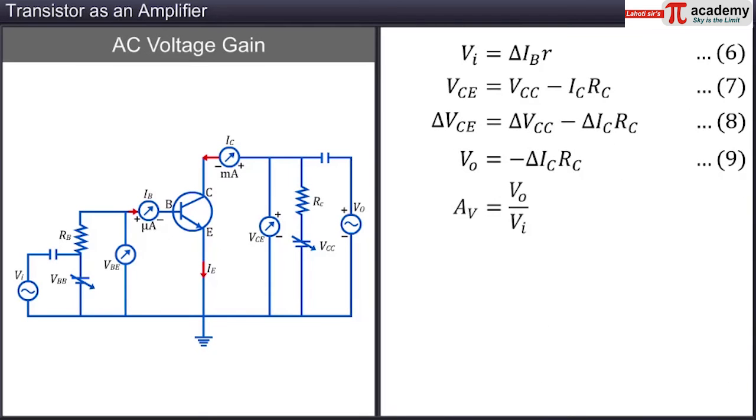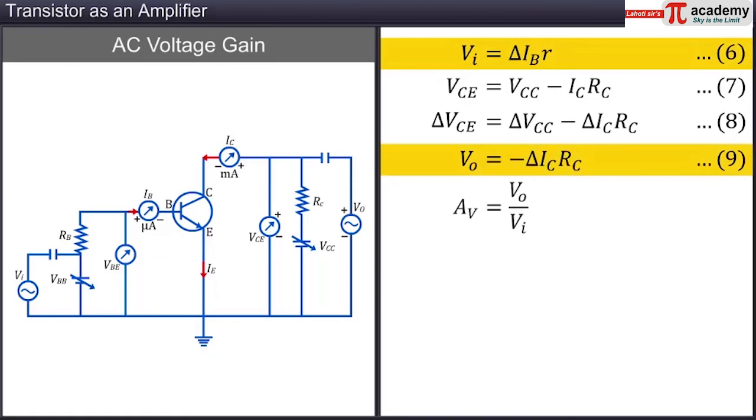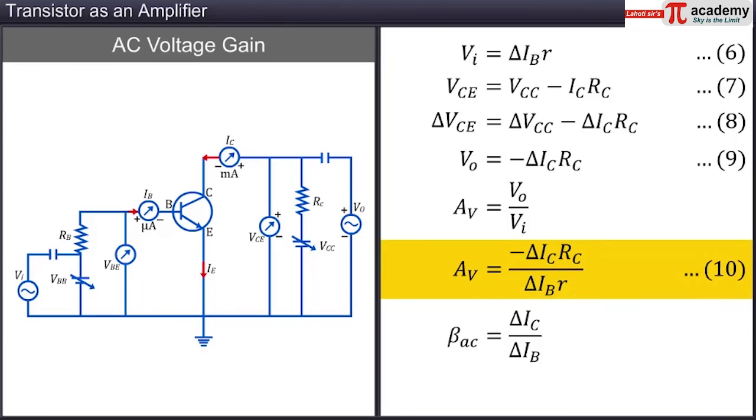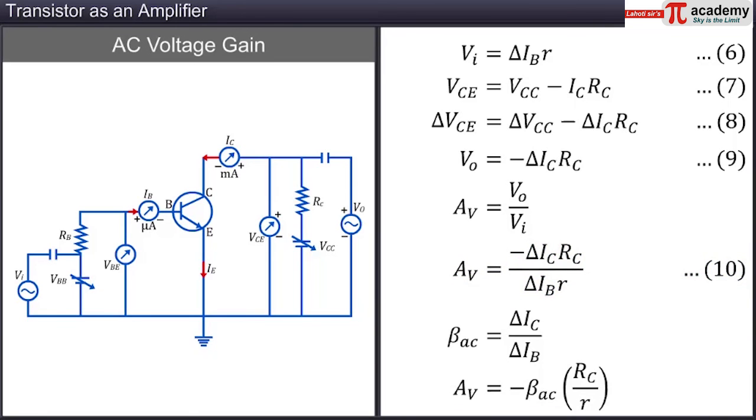The AC voltage gain AV is the ratio of output voltage VO to the input voltage VI. Substituting the values of VI and VO from equations 6 and 9 in the equation for AC voltage gain, we get AV is equal to minus delta IC into RC by delta IB into R. Let this be equation 10. We know that the current amplification factor beta AC is equal to delta IC by delta IB. On substituting the current amplification factor in equation 10, we get the AC voltage gain AV is equal to minus beta AC into RC by R. Let this be equation 11.